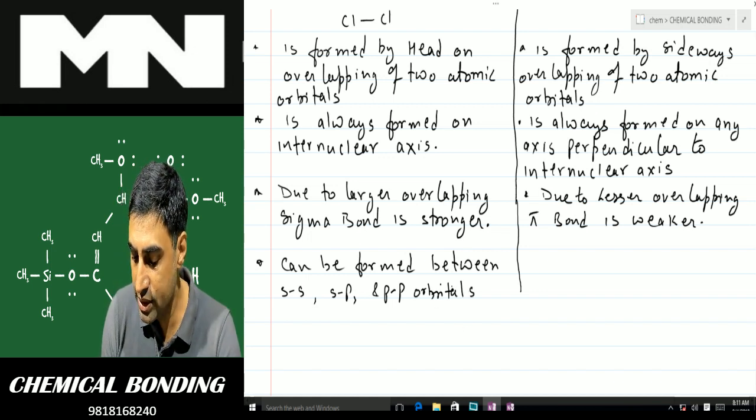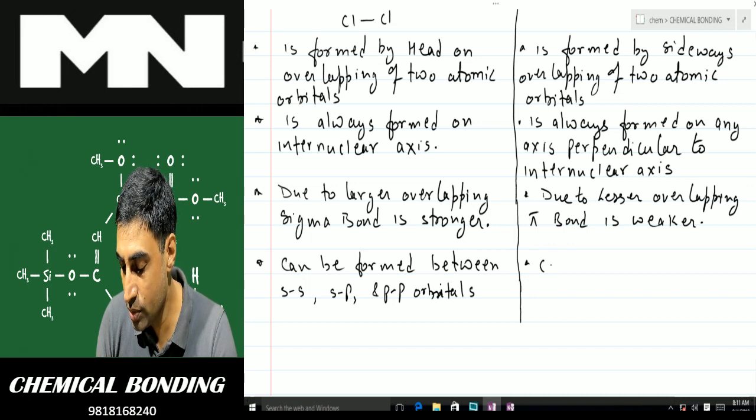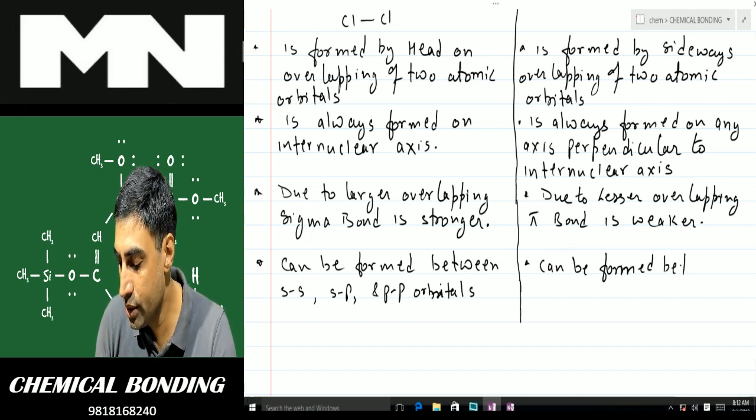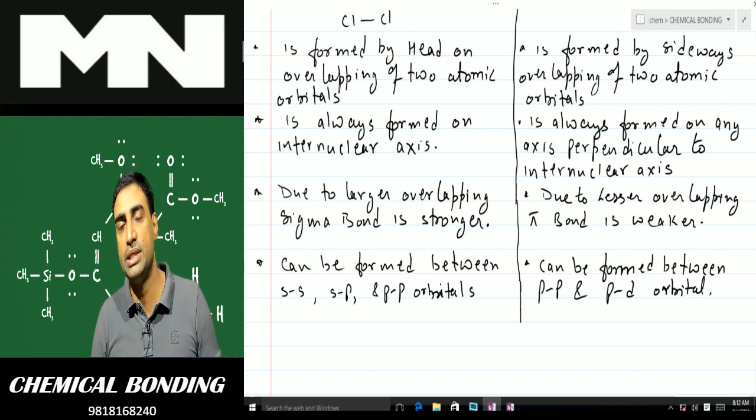Or orbitals, whereas if we talk about pi bond, it can be formed between PP and PD orbital. So sigma bond can be formed between SS, SP and PP orbital, whereas pi bond is formed between PP and PD orbital.